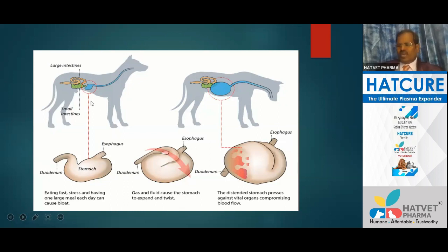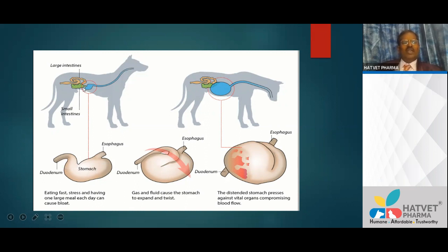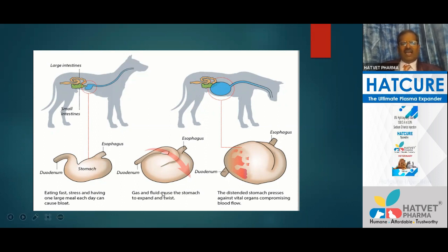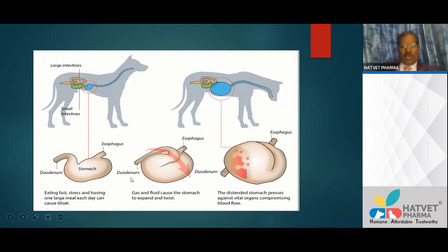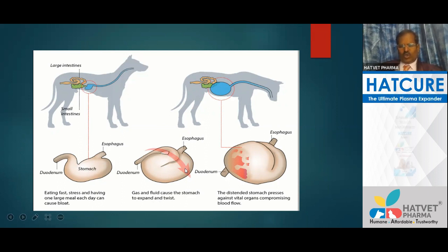And in this image you can see the normal position of the esophagus, stomach, and duodenum. You can see the orientations. And then, when they are eating more, you can see the duodenum going toward this side and encircling the stomach. This results in gas and fluid stasis in the stomach, and it expands and twists. Then the distended stomach presses against vital organs, compromising blood flow. I already told you this, so it's an easy diagrammatic representation.